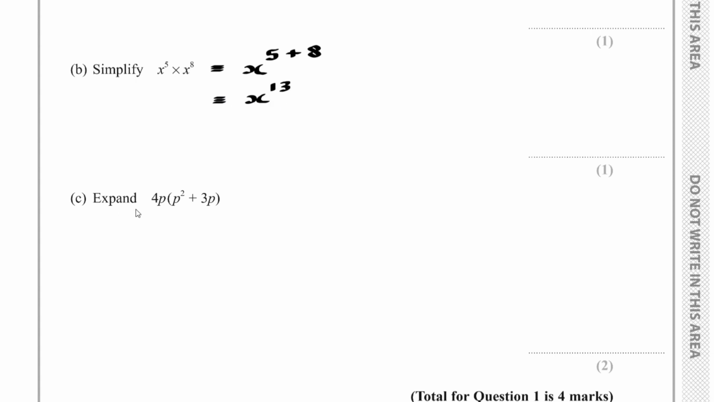Part C, we have to expand 4p multiplied by p squared plus 3p. 4p multiplied by p squared is 4p cubed. 4p times by 3p is 12p squared. So we end up with 4p cubed plus 12p squared.